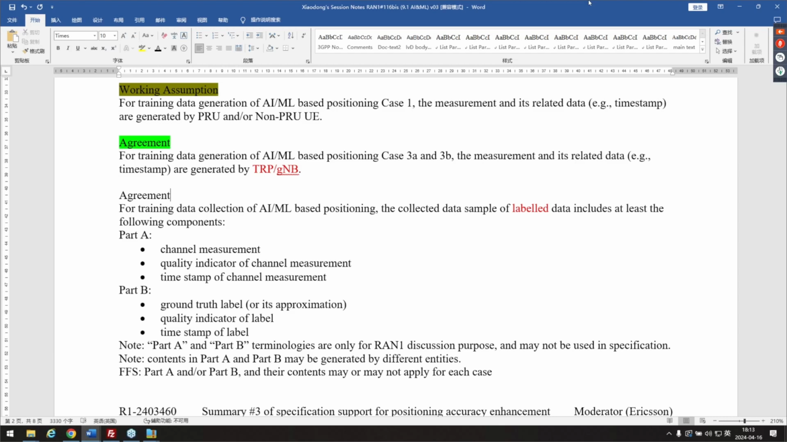No, I was asking about this. For instance, just a quality indicator of the label. Does it have to be there all the time, if a ground truth label is provided? Yeah, the intention is yes, if it's going to be written in the specification, signaling. The intention is to describe the minimum amount of components that should be reported as training data.